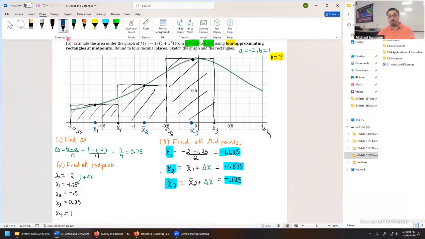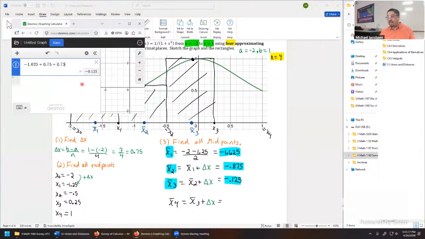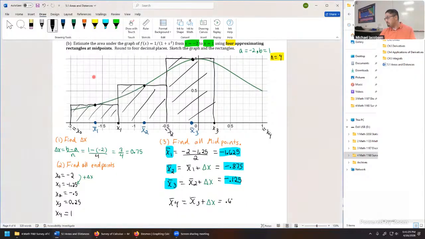Well, let's put one more down on paper, x bar 4. It's the prior midpoint, x bar 3, add the width of all these rectangles, delta x at 0.75. In the calculator, just add 0.75 literally. We get our final midpoint of 0.625. And 0.625, midway between x3 and x4, I'll put it about here. Here is the fourth midpoint.